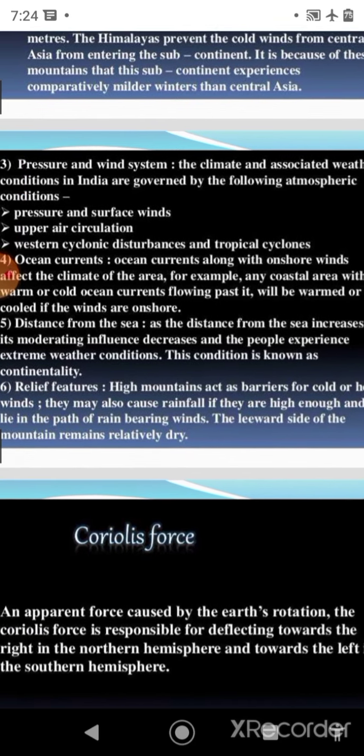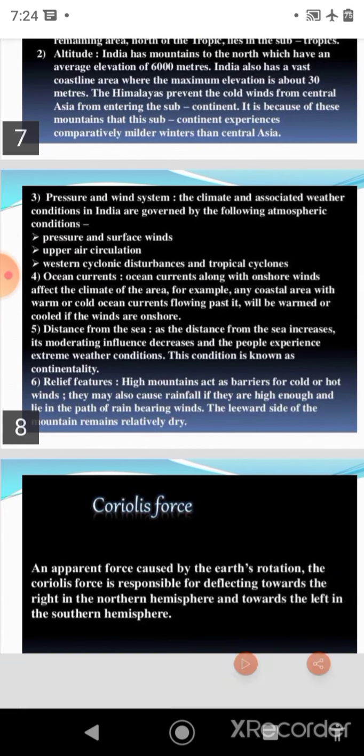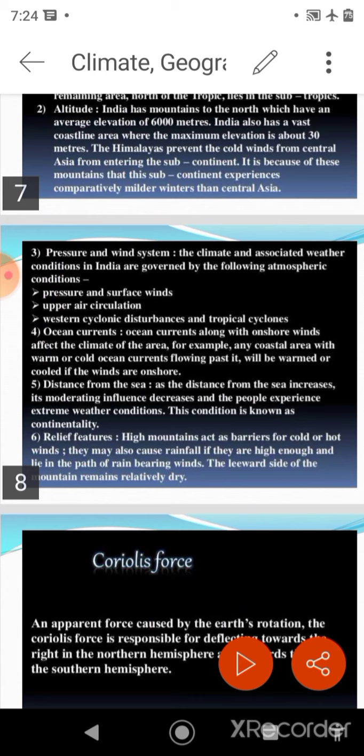After that, pressure and the wind system. With regard to the pressure and the wind system, you know that there is an inverse relationship between temperature and pressure. When there is high temperature on the land during the summer, at that time there is low atmospheric pressure on the land, and at that time the water of the ocean is cool. So there is high atmospheric pressure over the ocean.